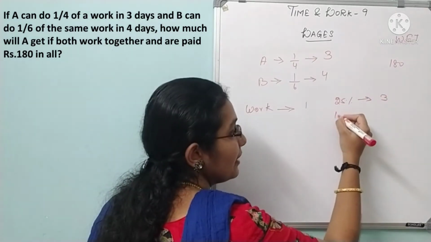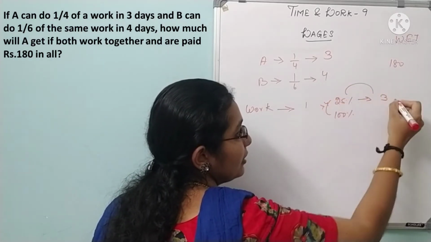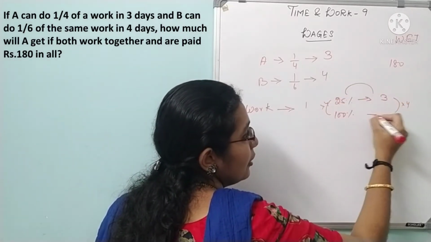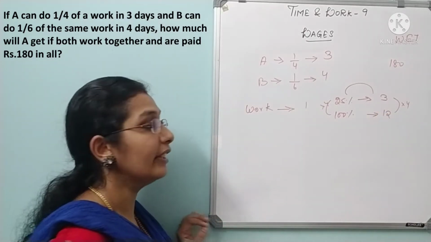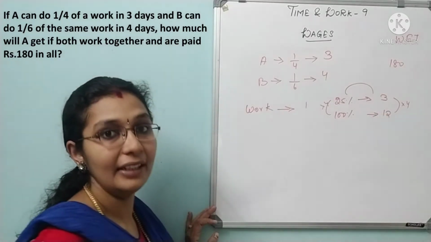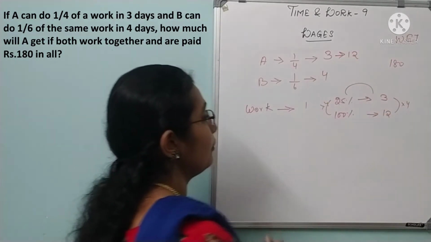So for 100%, how will you do? See, into 4. Similarly, into 4. So for completing 100%, that is total 1 unit of work, they will take 12 days to complete, right? So here it is actually 12 days to complete 1 unit of work.